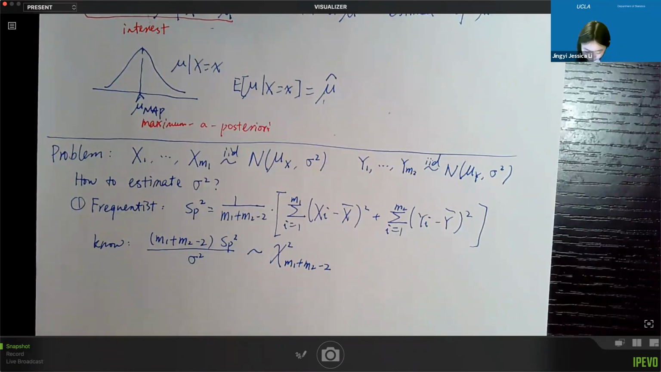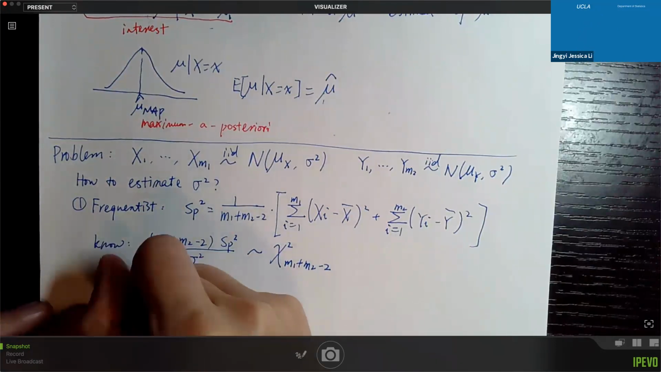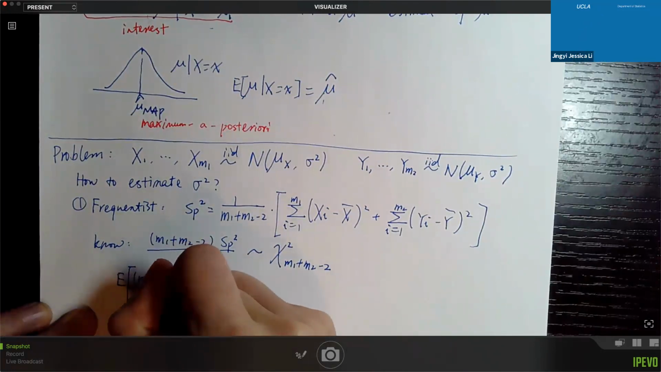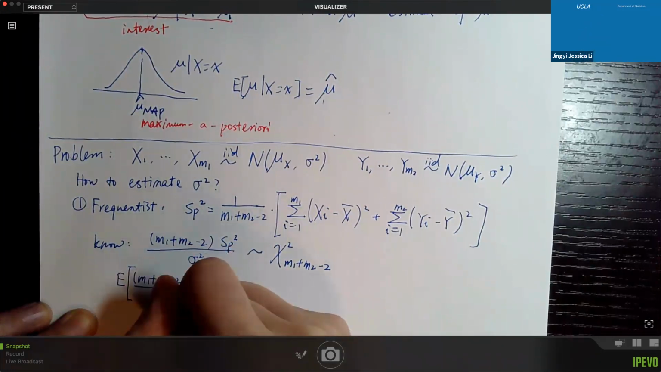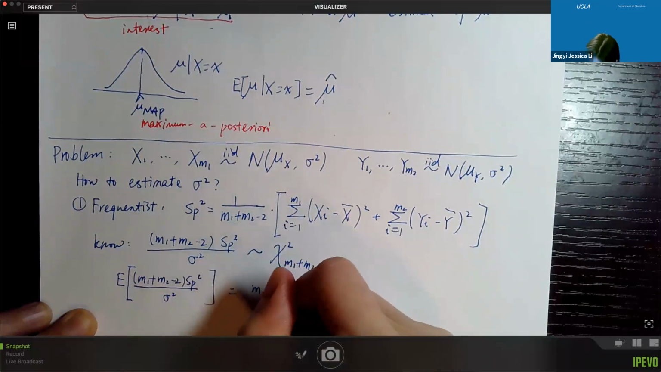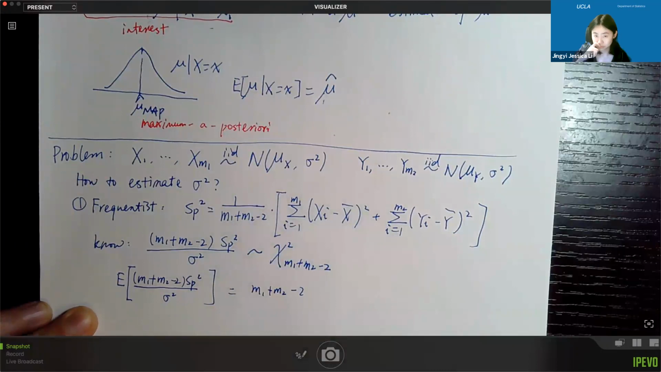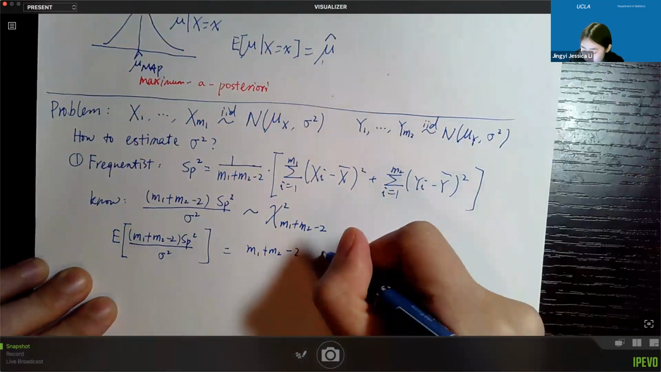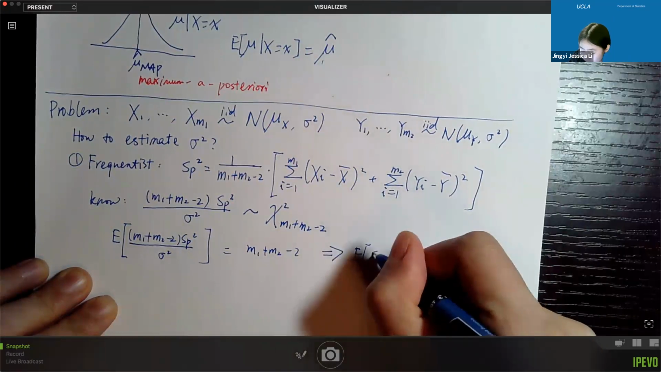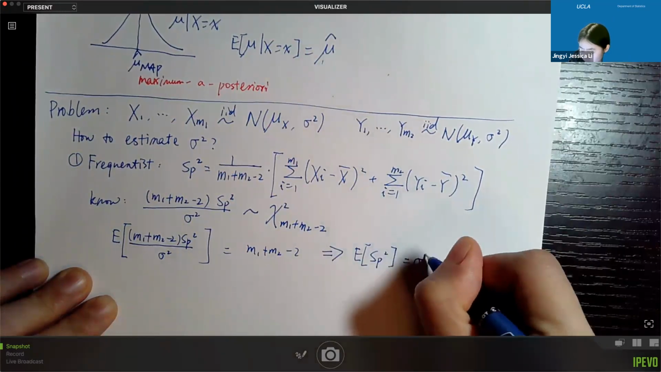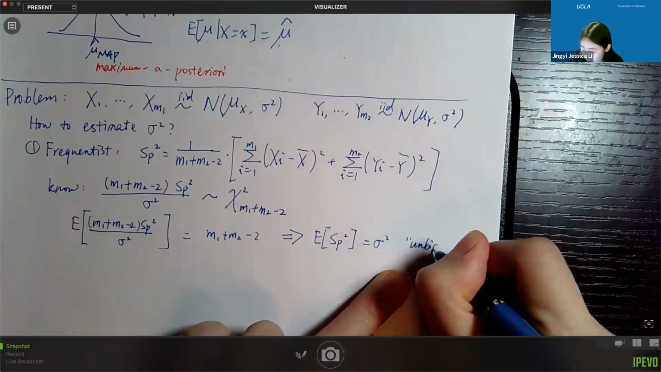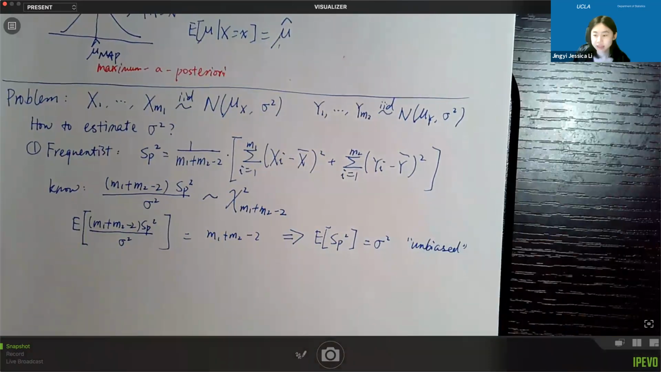Okay, so with this, we have the expectation of this term based on what I just said equal to M1 plus M2 minus 2. Okay, and then you see that because sigma square is a constant, it can get out of my expectation. I would easily show that the expectation of SP square is just sigma square. So this is, in our frequentist sense, unbiased. Now let's look at the variance.